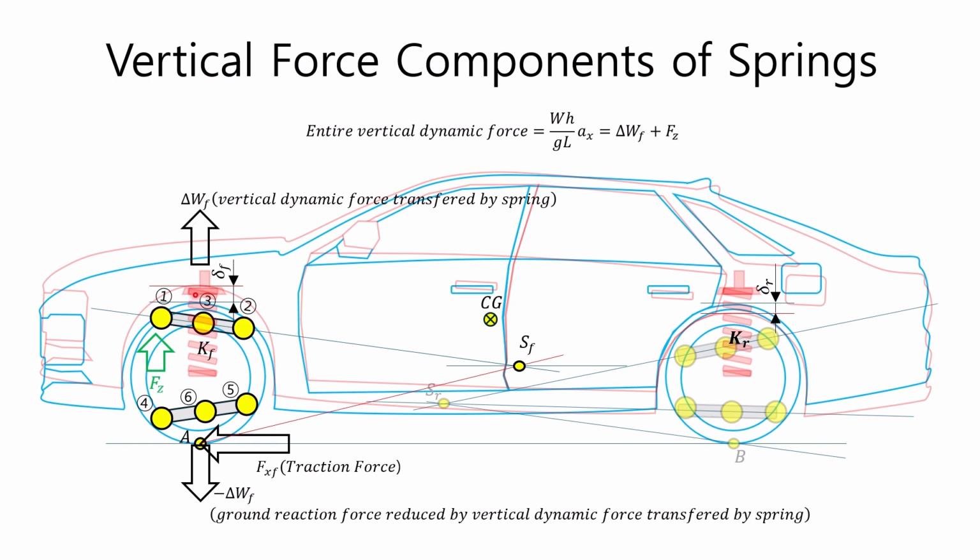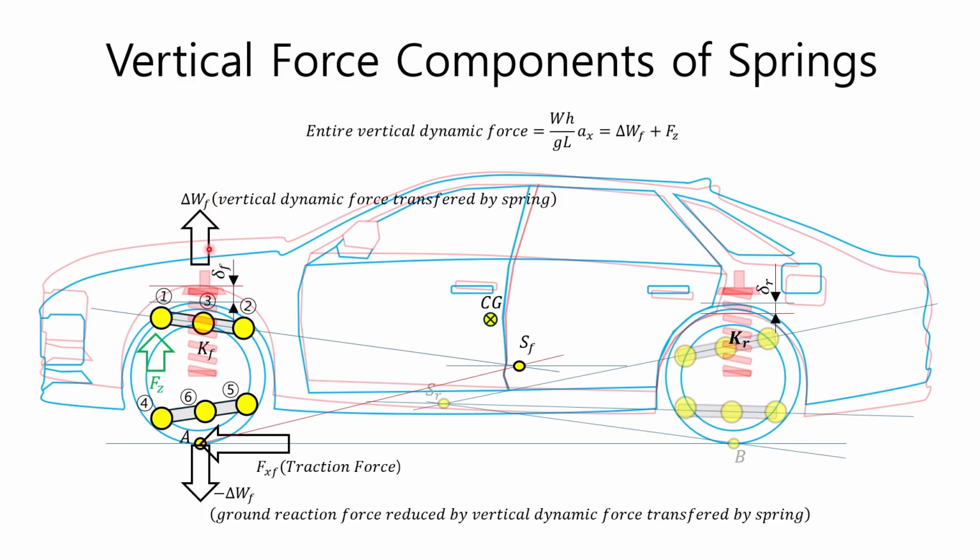This figure excludes the load transfer through the suspension links and considers only the load transfer through the springs. The magnitude of load transfer through the spring depends on the location of the center of gravity CG and the virtual reaction point SF. This will be explained in detail later on. In most vehicles currently on the market, the vertical dynamic load delta WF transmitted through the springs acts to lift the front of the vehicle.